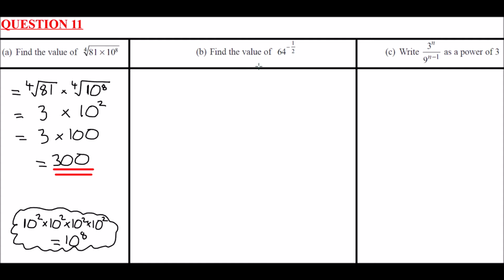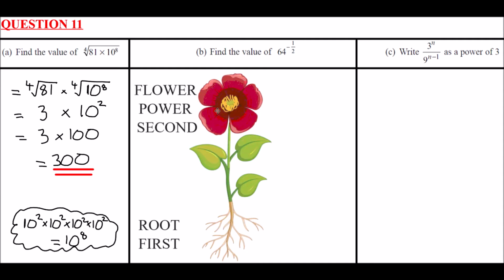Part B, we're asked to find the value of 64 to the power negative a half. So this is a fractional index, so I always like to think of it like this. Flower power. A flower grows from the roots: the roots come first, the flower comes second. So root the number first, the root is the bottom number, and then do the power, which is the top number. The flower power comes second.